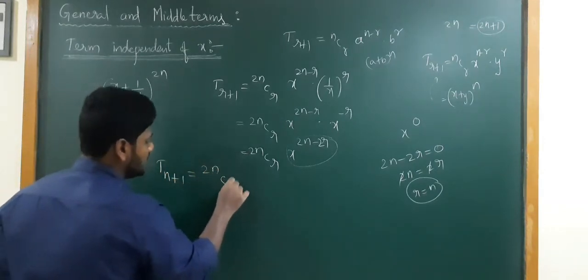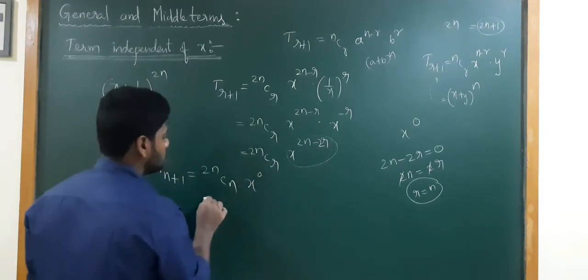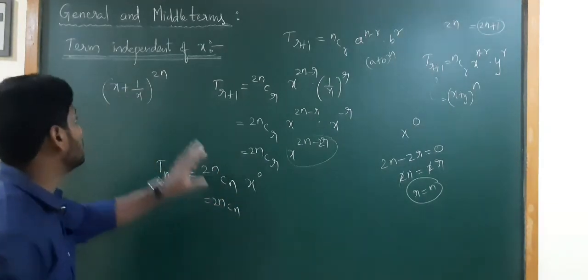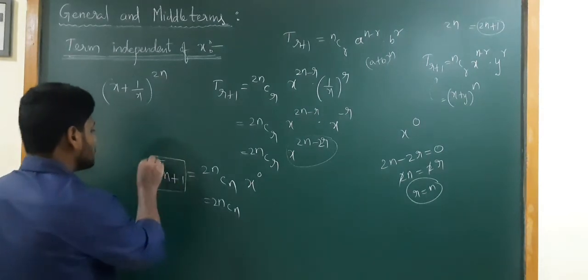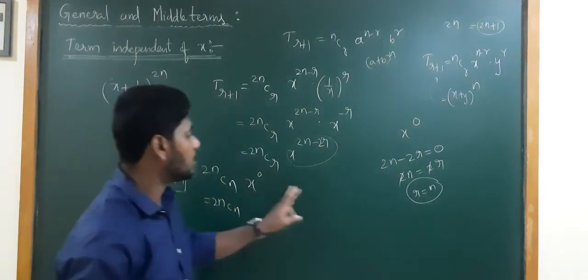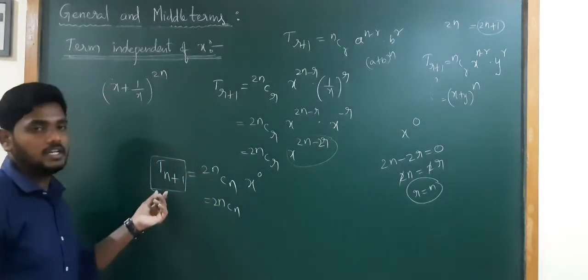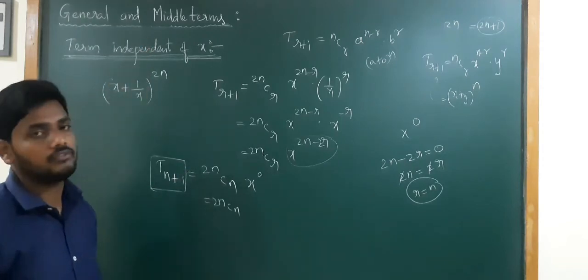If we substitute r value as n, it will be T(n+1), which is equal to 2nCn x to the power of 2n minus 2n, which is equal to x to the power of 0, which is 2nCn. Simply, the term independent of x here means the (n+1)th term. Here what we got? The r value is n. If the r value is n, we get the (n+1)th term. So like this we need to find the term independent of x.